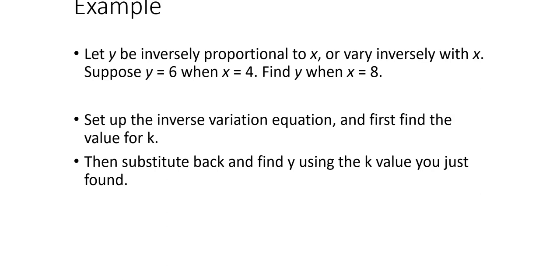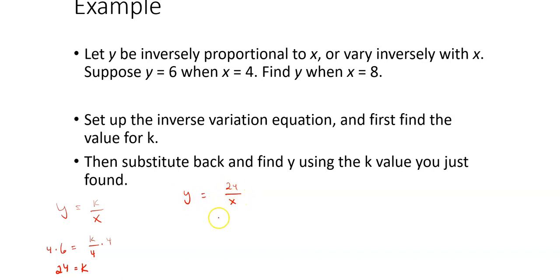So it says let y be inversely proportional to x. Y equals k over x is the formula for this. Suppose y is 6 when x is 4. Find y when x is 8. So the formula is y equals k over x. It says suppose y is 6 when x is 4. We want to get rid of the 4 from both sides, so multiply both sides by 4. K is 24. So now y equals 24 over x.